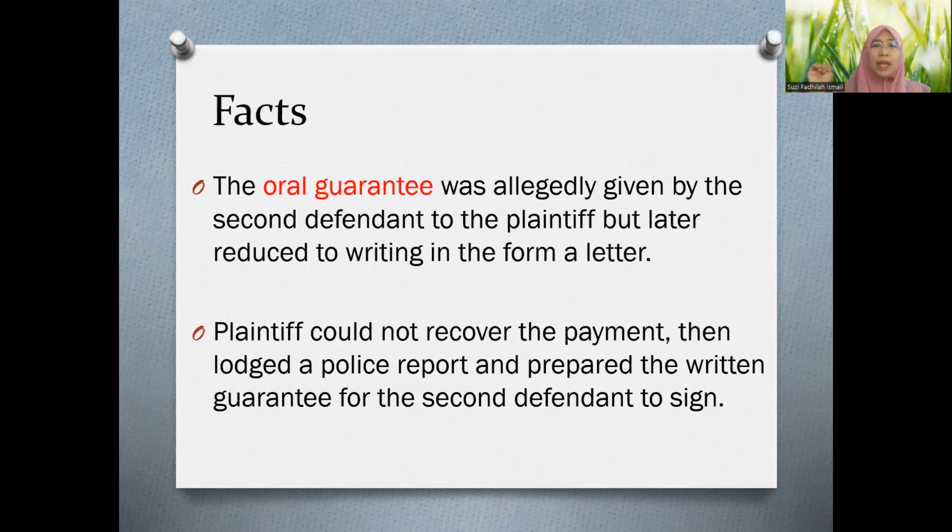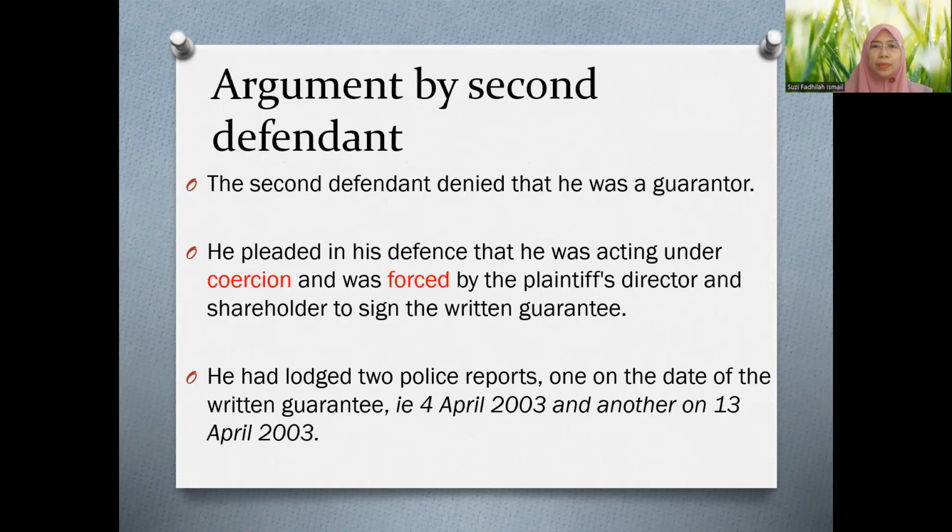Right, and the oral guarantee was allegedly given by the second defendant to the plaintiff, and later they made it into writing. First it was oral, and later they reduced it into writing in the form of a letter. Then the debtor didn't pay, and the plaintiff could not get the payment. Then he lodged a police report and prepared the written guarantee for the second defendant to sign. Again, meaning he wanted to get the money from the guarantor instead of the debtor.